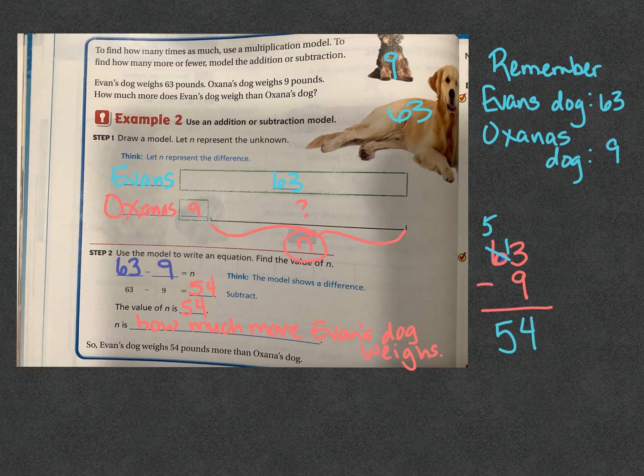So Evan's dog weighs 54 pounds more than Oksana's dog. So don't forget what you've already learned: more than, less than, fewer than, or greater than. Those are comparison problems where you're using subtraction because you're finding the difference between them. You're finding this was the whole amount. I'm cutting out some of the one I'm comparing it to find out what is left.